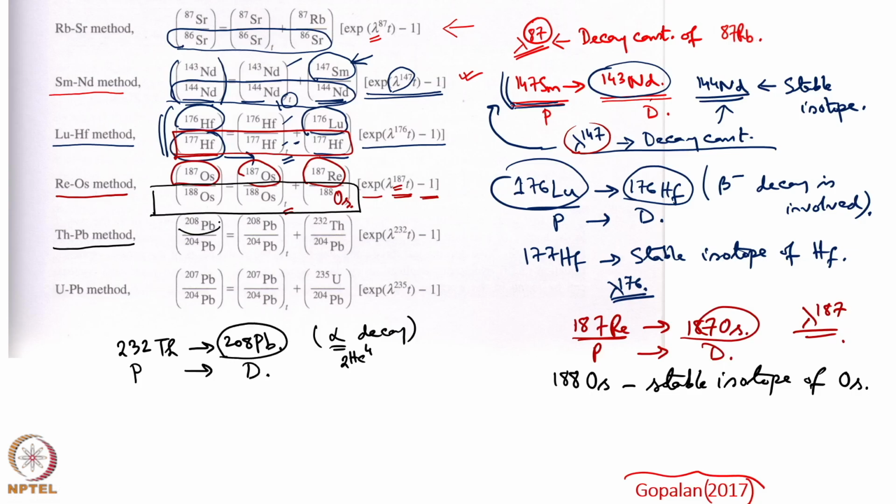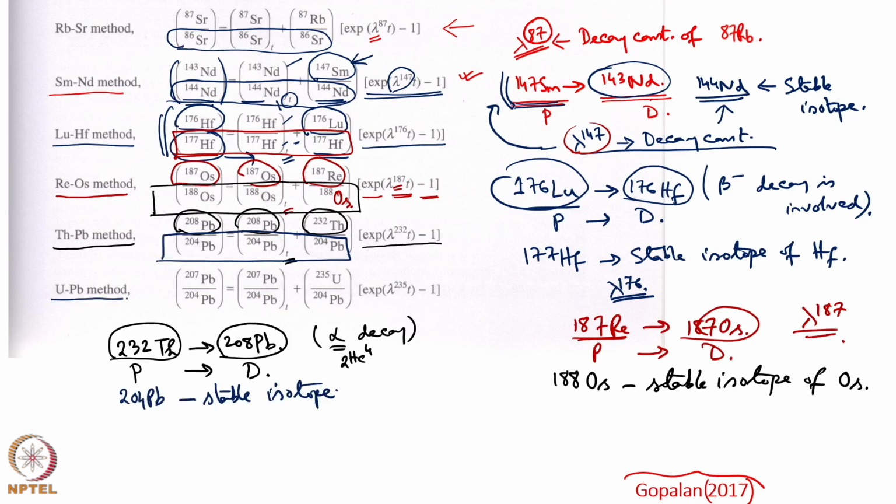208Pb, the daughter, equals 208Pb initial at some time plus 232Th, which is the parent, multiplied by e to the power lambda 232 T minus 1. Here the stable isotope that is used in the equation is 204Pb.